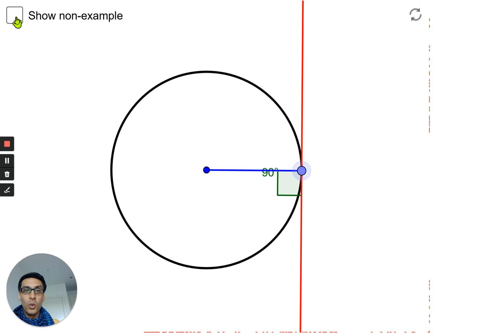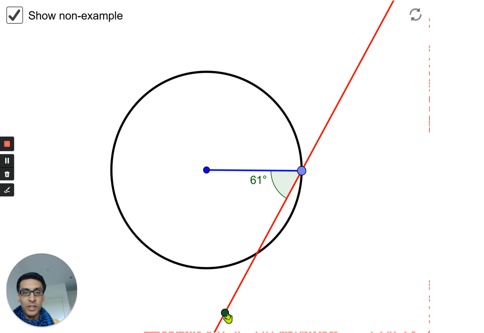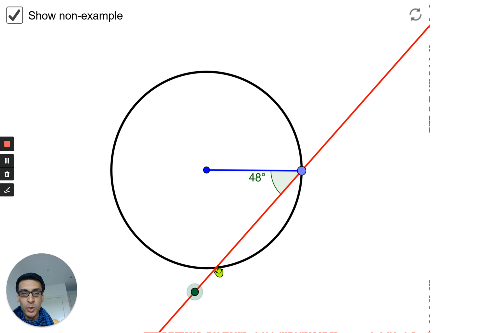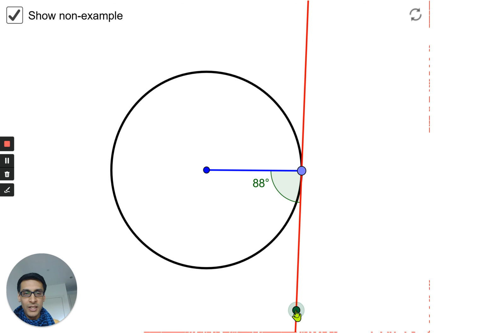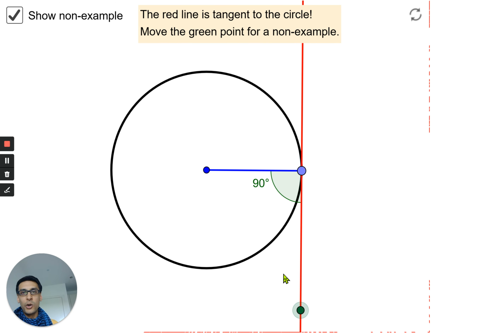Now, if it wasn't touching the circle at one point, you can see if it's touching it at two points, that's not 90 degrees. If I keep moving the tangent along, you can see eventually it only touches at one point, and now we have a tangent. So that angle has to be 90 degrees if the red line is a tangent, and vice versa. If the red line is a tangent, then the angle has to be 90 degrees.